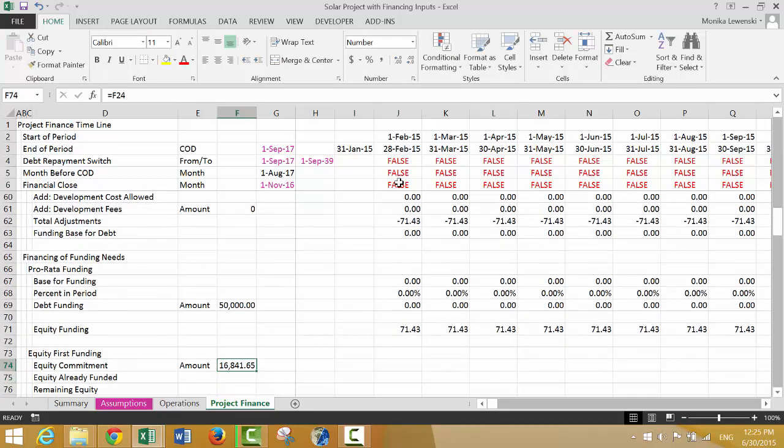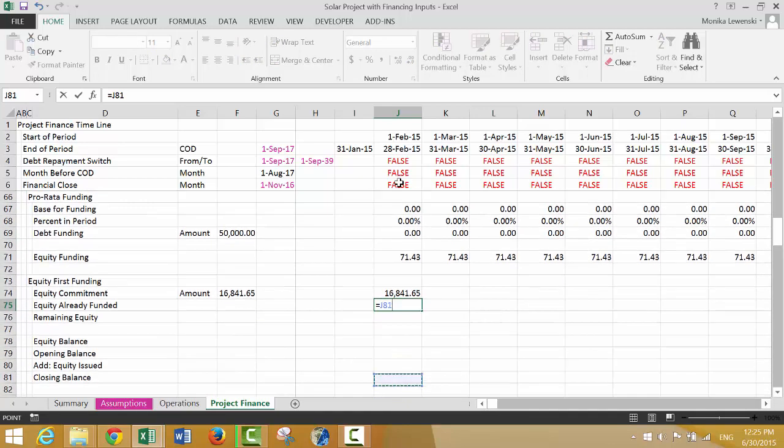Okay, and then let's just first fix this. And the equity already funding, that's the tricky part. That's the opening balance, it just accumulates. This balance accumulates how much is funded already. Now, if everything here is at the end of the period, the amount of the equity funded at the end of this period was nothing.